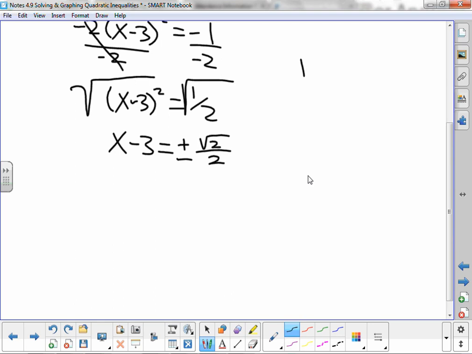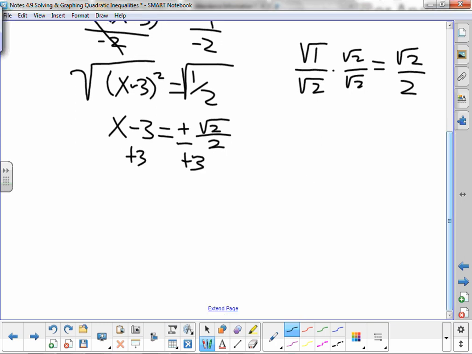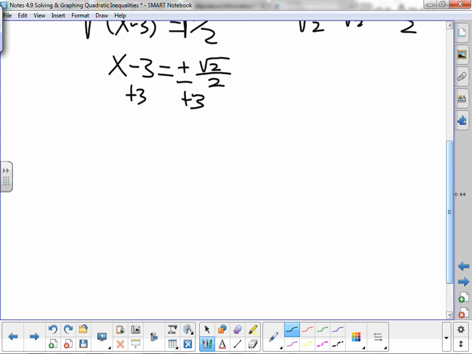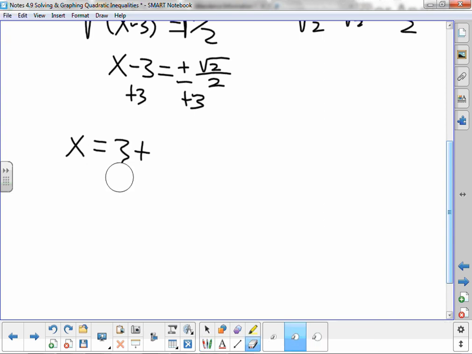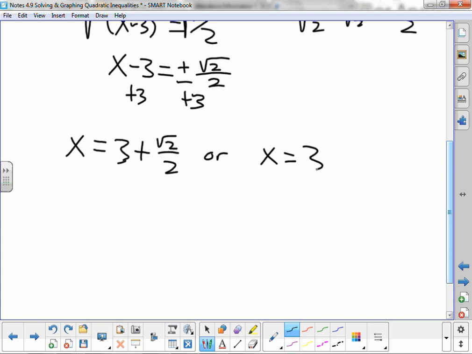So that was basically the square root of 1 over the square root of 2 multiplied by the square root of 2 over the square root of 2. That's going to be the square root of 2 over the square root of 4, which is a 2. That's how we got that. Then we're going to add 3. All right, so we're going to get x equals 3 plus the square root of 2 over 2, or x equals 3 minus the square root of 2 over 2.